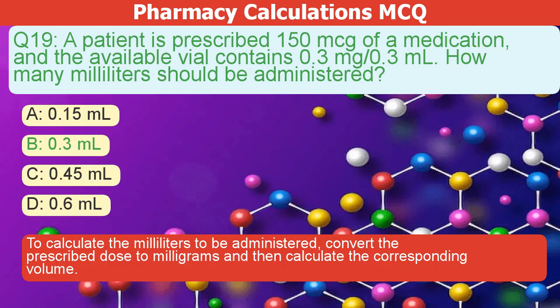The correct answer is B. To calculate the milliliters to be administered, convert the prescribed dose to milligrams, then calculate the corresponding volume.